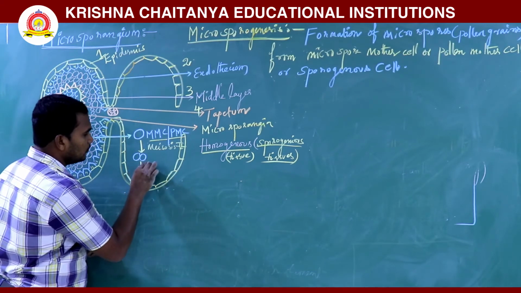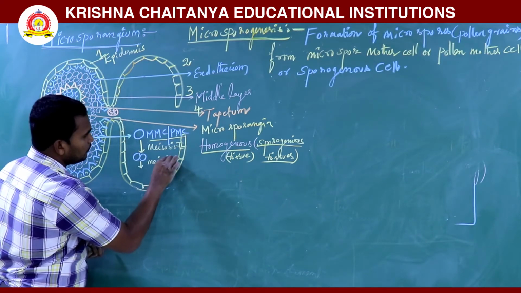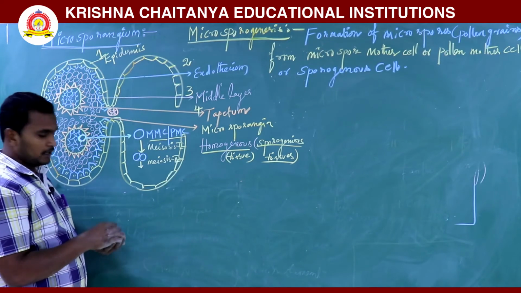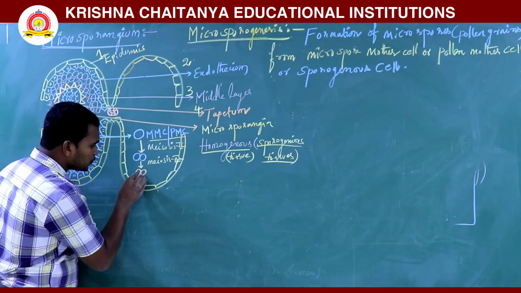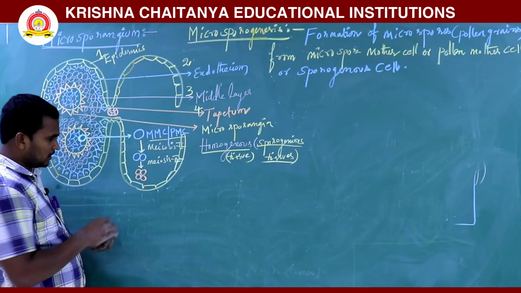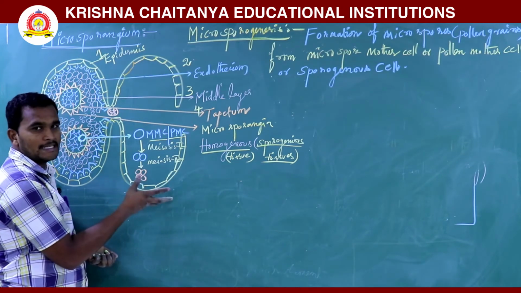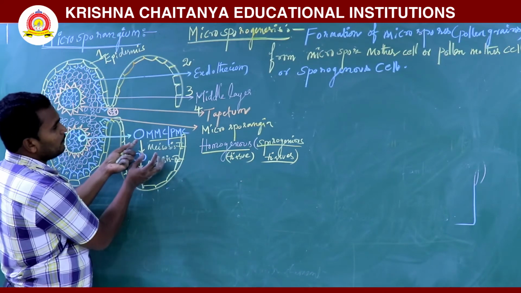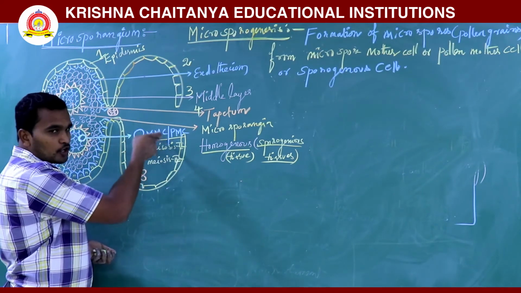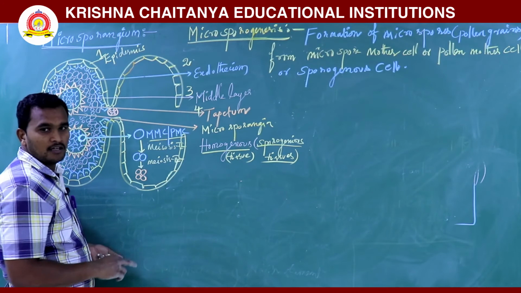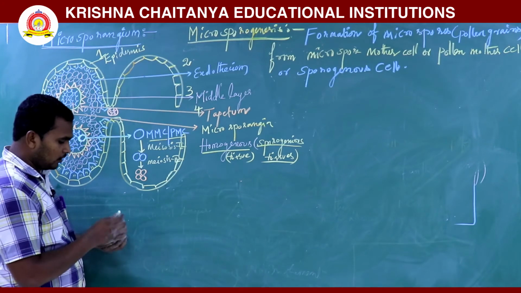Next, another meiosis occurs, so meiosis 1 and meiosis 2. In the second meiosis, how many are produced? In total, a microspore tetrad, four are produced. Then the pollen grains will be released when the anther is completely matured. Where are the pollen grains? After maturation, the microsporangium is converted into the pollen sac.